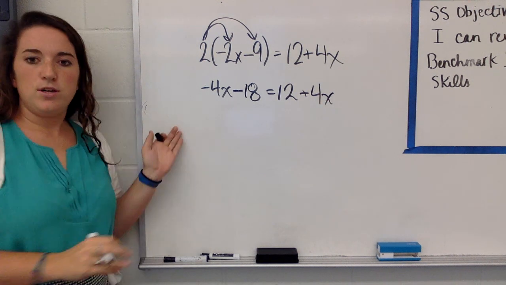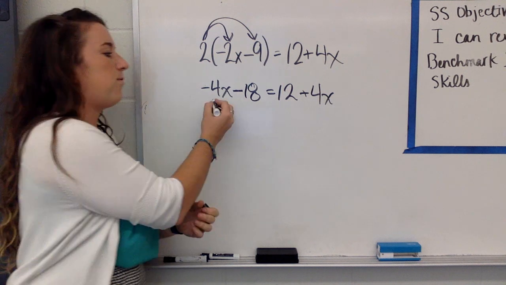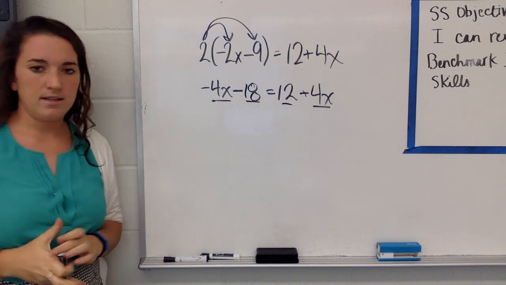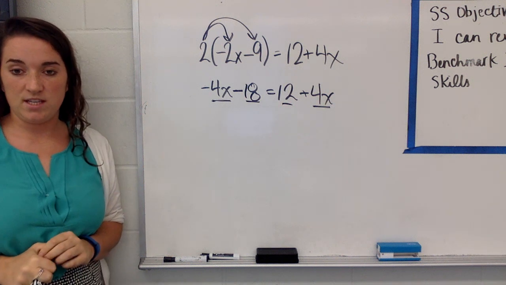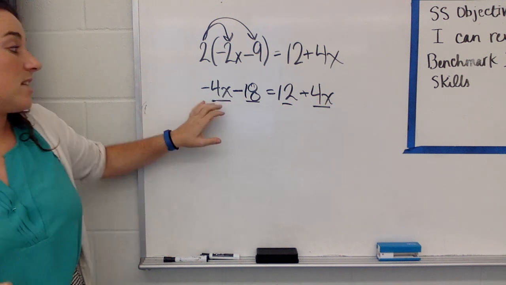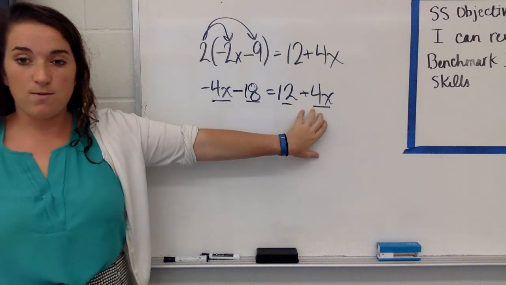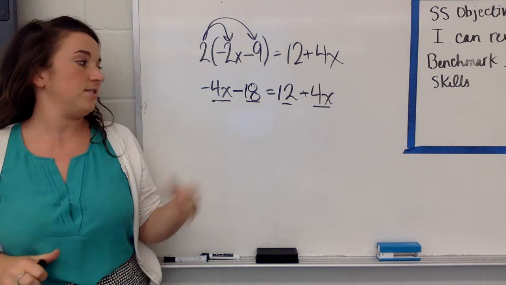So now I have two sides of the equation, and I have 4x on both sides, but the number we're adding is different. Does this mean that we have no solution? No, because it's not actually 4x on both sides. I have negative 4x on one side and 4x on the other. So let's see if we can find a solution.